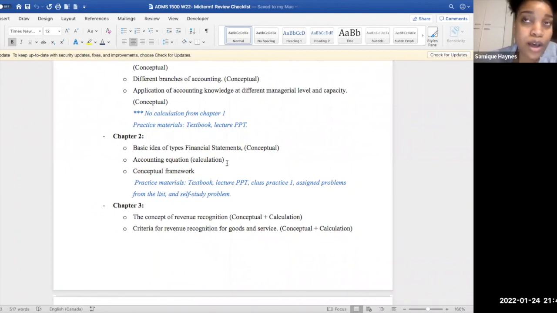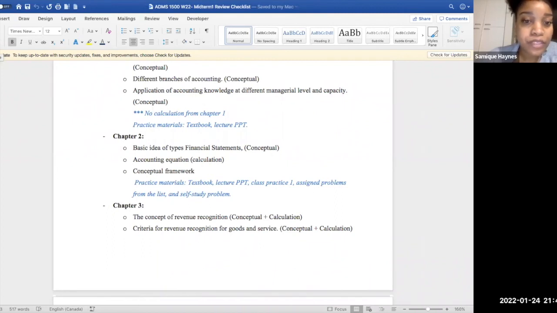So we give you a certain transaction, and you have to figure out how is that going to affect assets? How is that going to affect the right side of the equation, liabilities or equity? Understanding the flow in the accounting equation is going to be important. Then there'll also be questions on your conceptual framework, which would be all of the concepts that I had included in that diagram at the end of your slides for lecture 2.